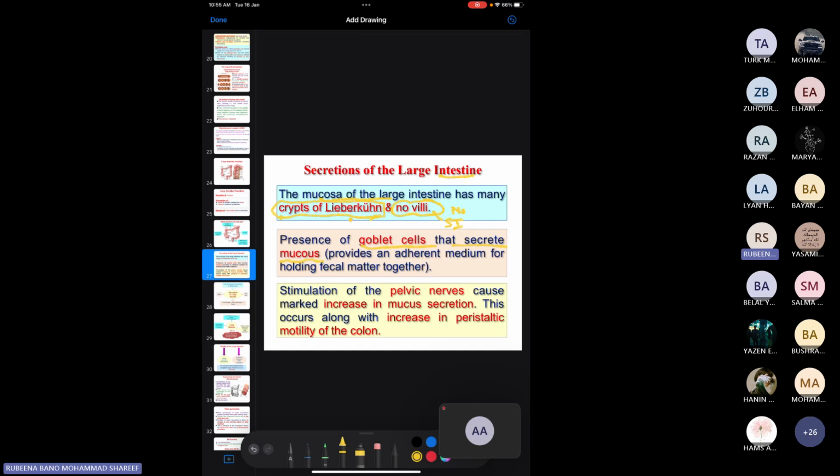And why is this mucus important? Because it provides an adherent medium for holding fecal matter together, like a binder, it binds the feces. And stimulation of pelvic nerves causes a marked increase in mucus secretion. And this occurs along with an increase in peristaltic motility in the colon.